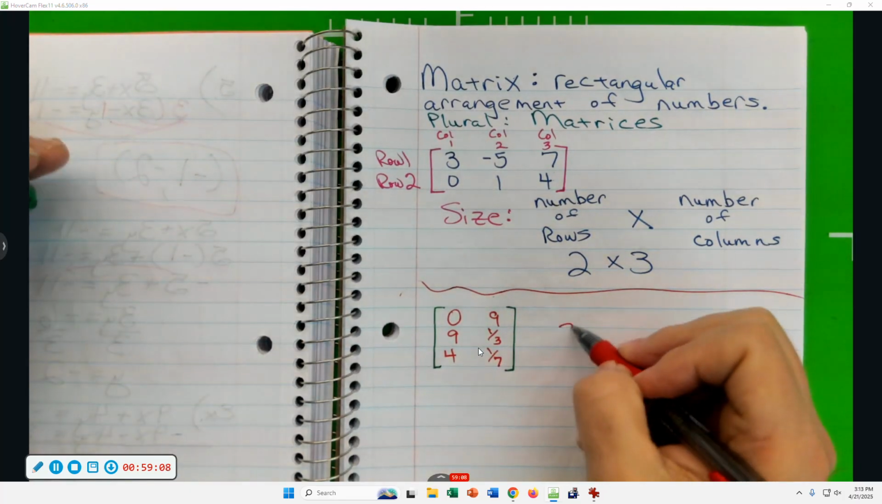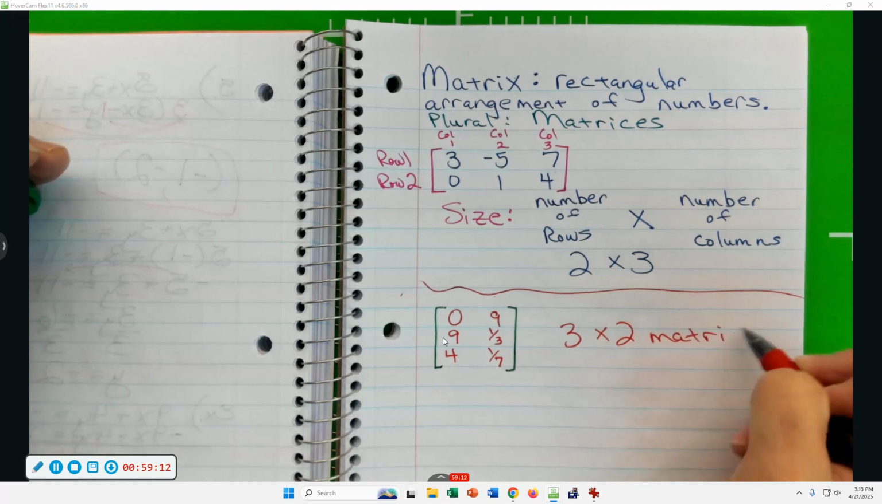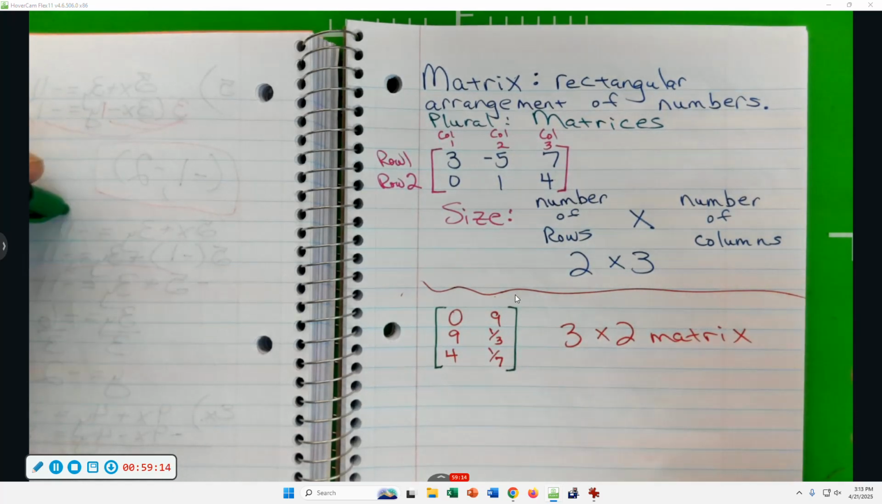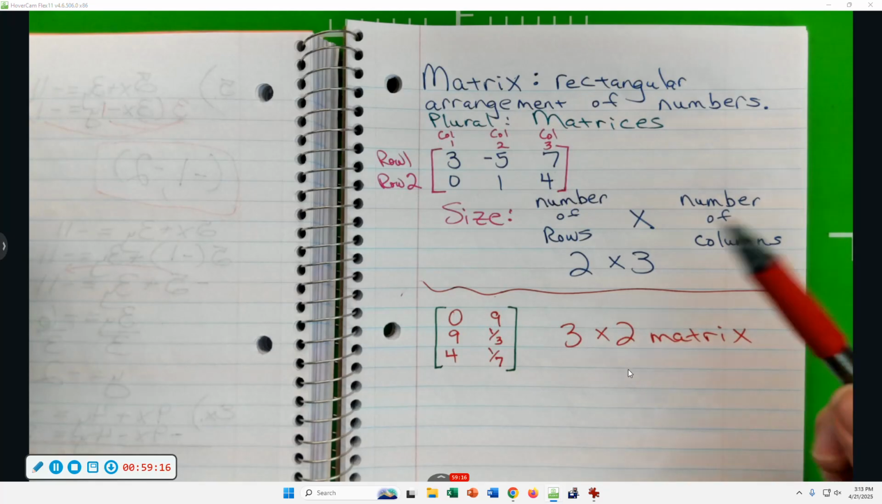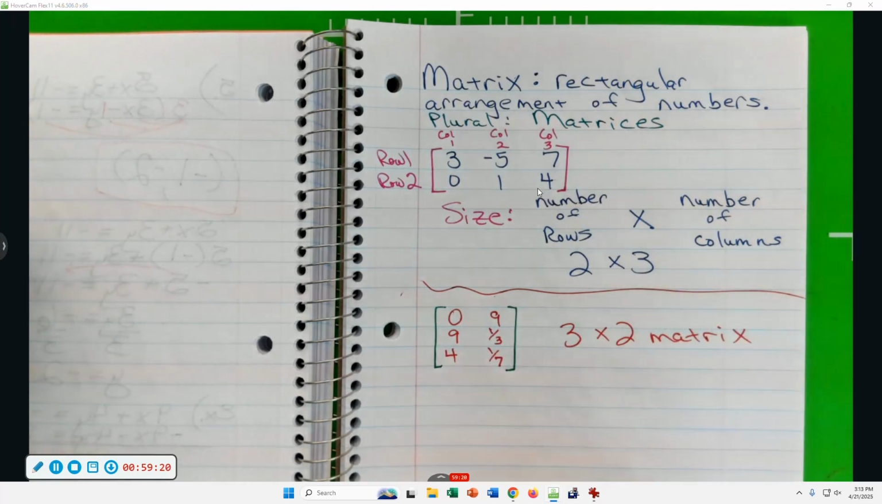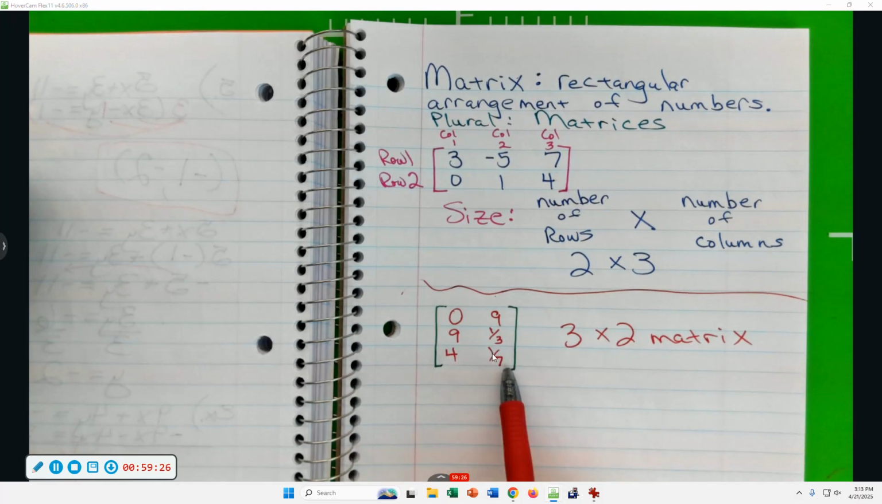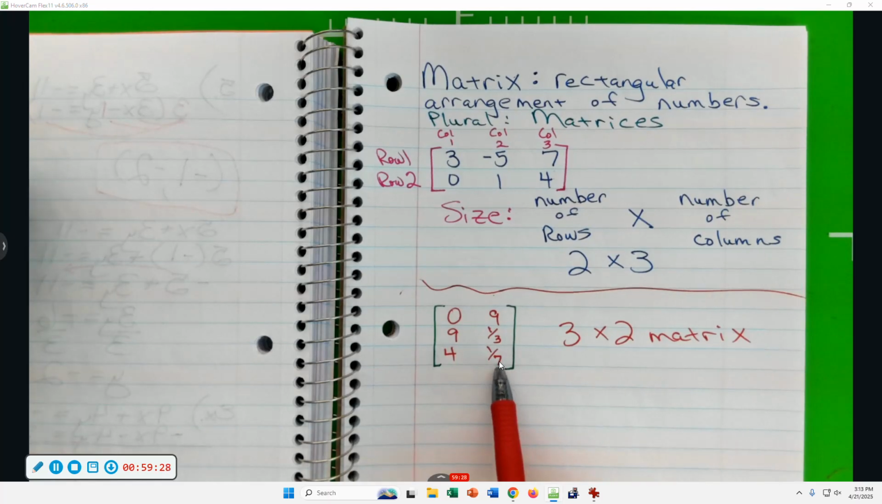This would be an example of a 3 by 2 matrix. You can refer to any spot on the matrix based on the row number and the column number. If I wanted to refer to this, let's say right there, that position, that's row 3, column 2. In row 3, column 2, we have the number 1/7.